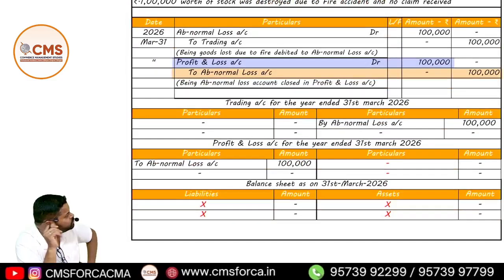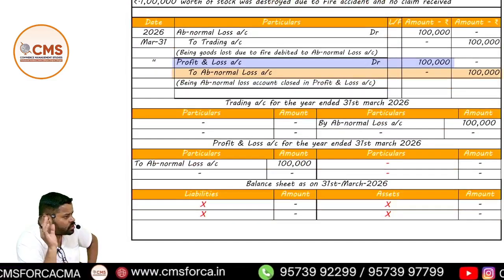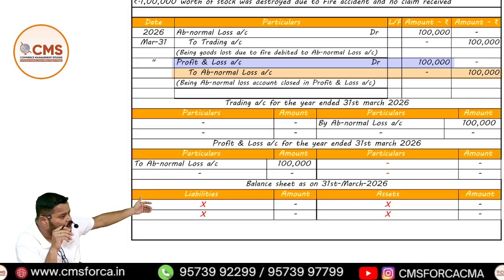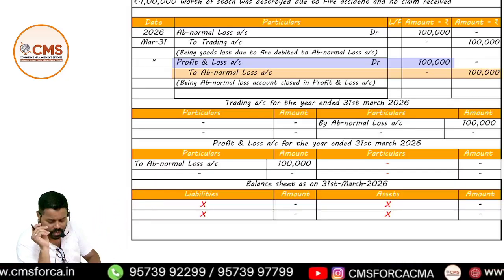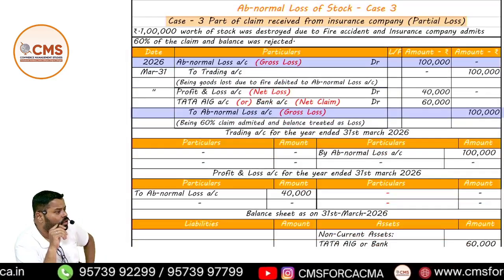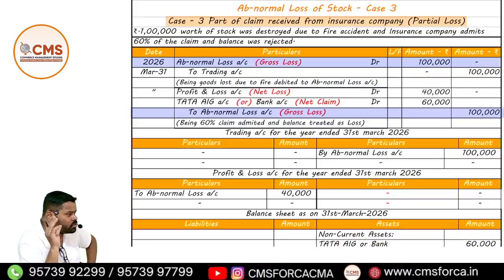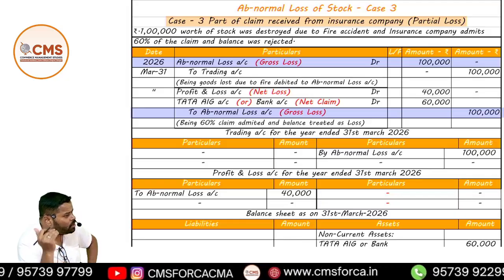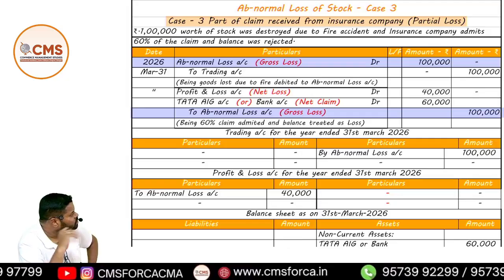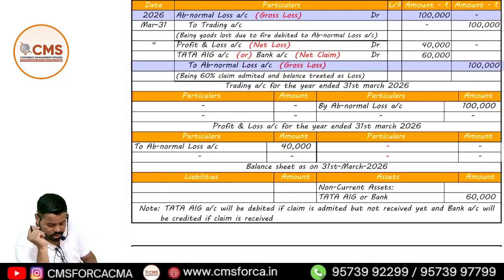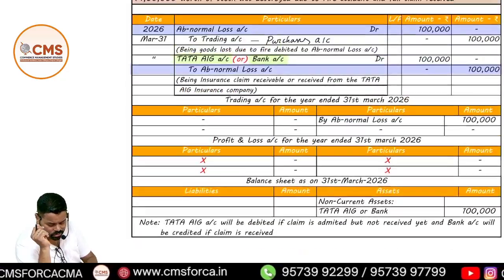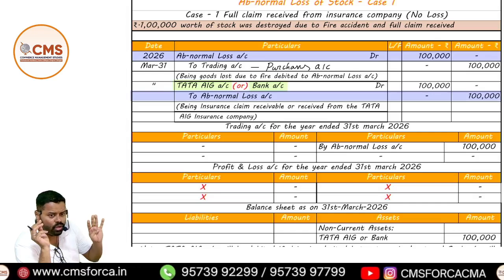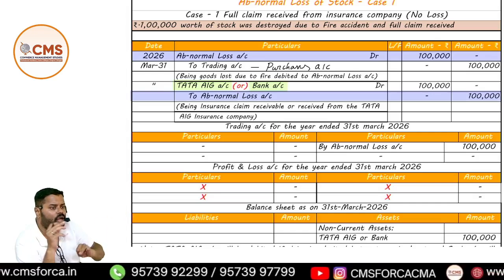Second one, full loss, no claim is received. So what are we doing? The entire 1 lakh is gone. Trading account credit side, P&L account debit side. Nothing will go into your balance sheet. And the third scenario is part of it is loss and part is admitted as claim. So there will be an entry in all three: the trading account, the P&L account, and the balance sheet. Is this clear? This is your second adjustment, related to abnormal losses. Three scenarios: full loss, no loss, and partially lost and partially admitted as claim.